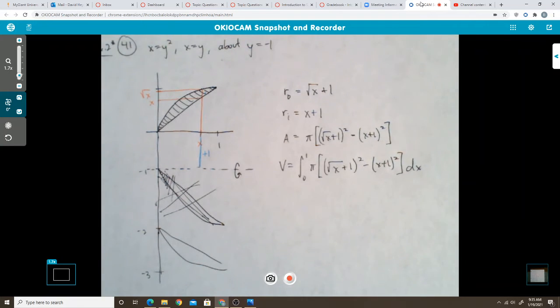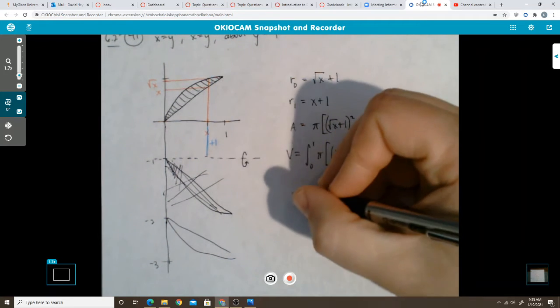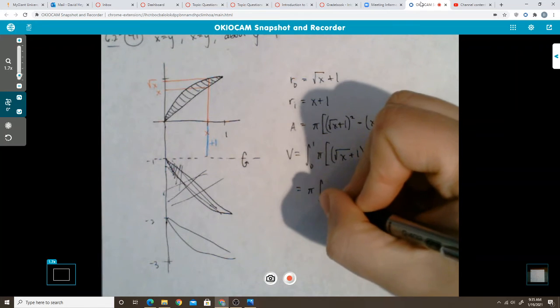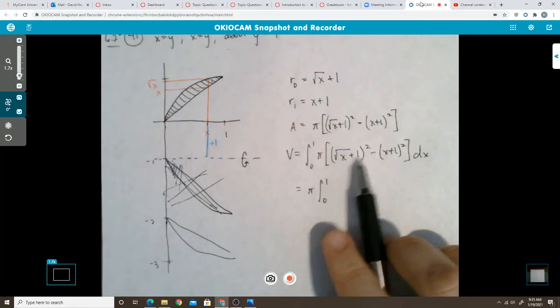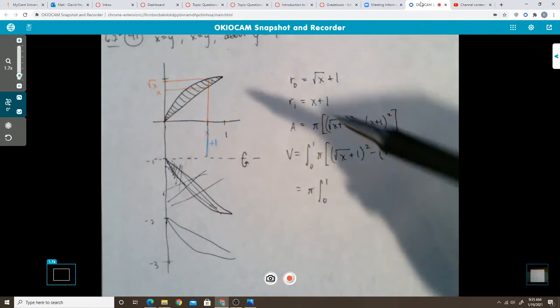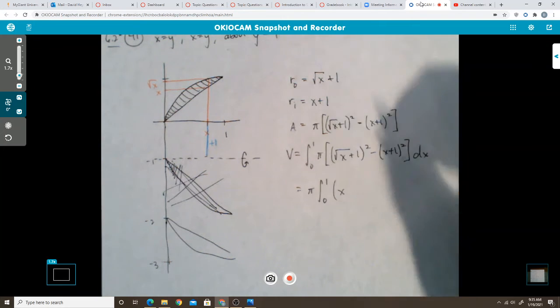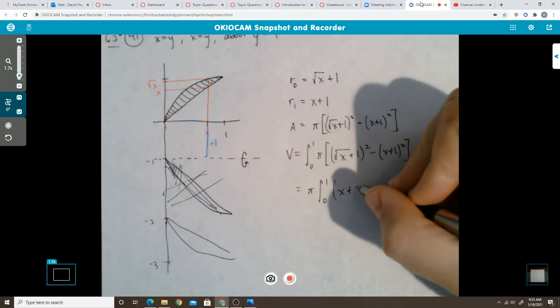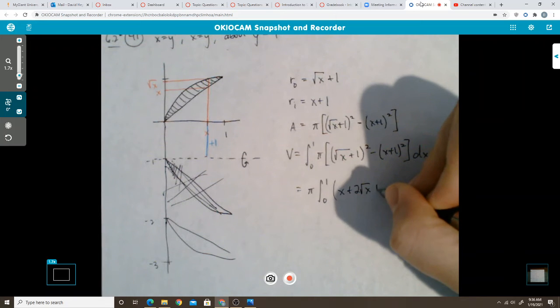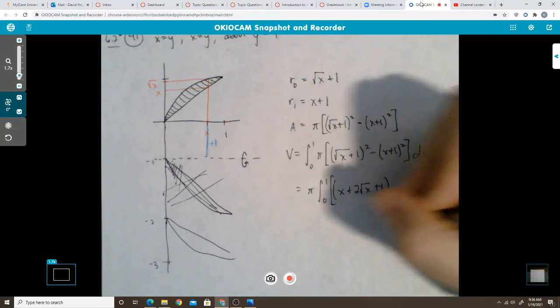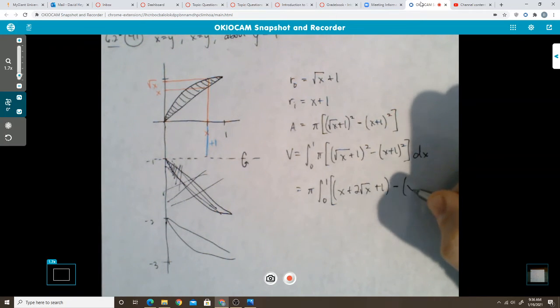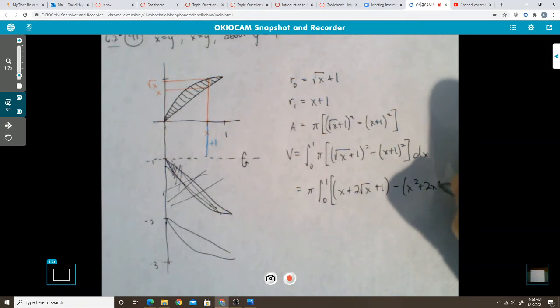Okay, and that's that. You can see that this is going to end up actually pretty nicely, but we can take it a step further just so that it maybe looks a little bit less scary. So we can expand this. Root x times root x is, of course, just x. And then you're going to have a 2 root x, and then a 1. And here you'll have x squared, 2x, and 1.